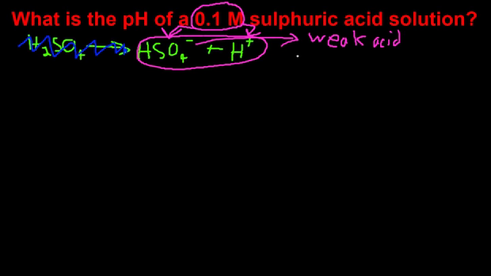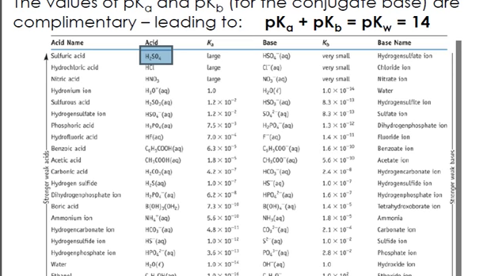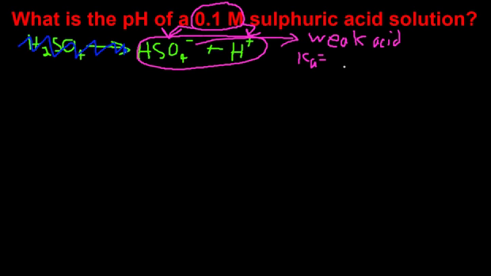And its Ka is equal to, what's Ka equal to? So we can find it. Where did it go? Right here. So its Ka is 1.2 times 10 to the negative 2. And now what do we do for weak acids?